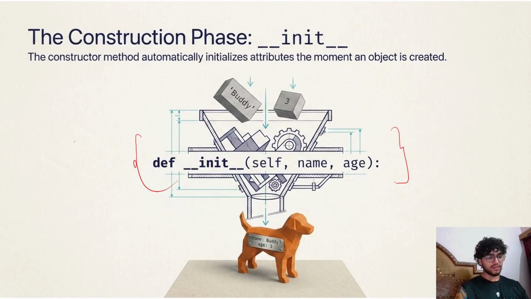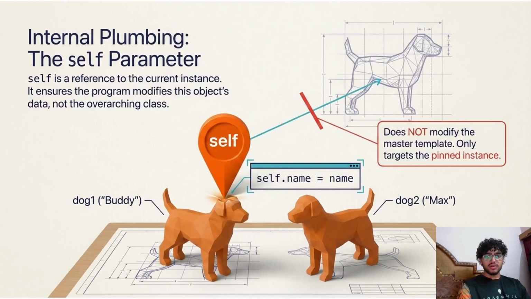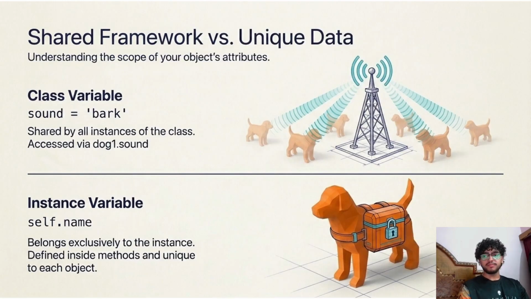You always have to define a method called init. This is called the constructor, and you have to write self and the attributes, the parameters you want to enter. Now, internal plumbing. The self is a reference to the current instance. It ensures that the program modifies its own object's data, not overarching data. This I'll be showing using a program.